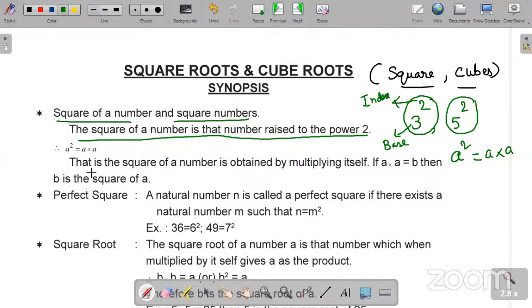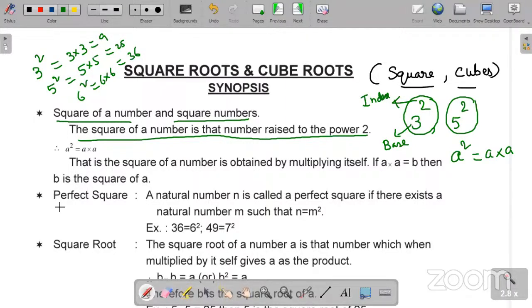So the square of a number is obtained by multiplying it by itself. So how do you get the square of a number? For example, if you want to find 3 square, it should be obtained by multiplying 3 by itself: 3 into 3. How do you get the 5 square value? 5 into 5. How do you get 6 square value? 6 into 6. So 3 into 3 is 9, 5 into 5 is 25, 6 into 6 is 36. I hope it's very clear.